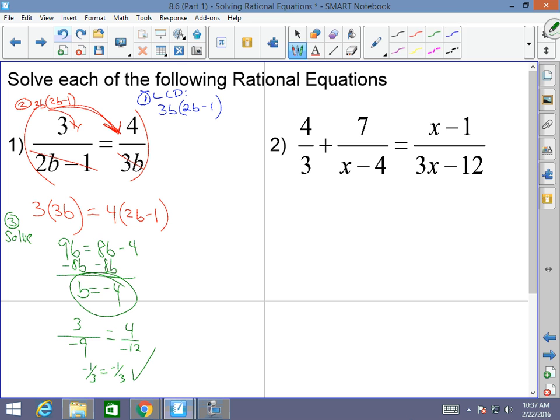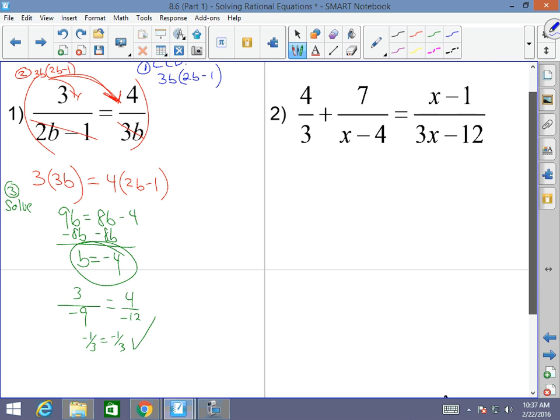Okay. Now, number 2. We've got a little bit more of a complicated one here. In the first example, we couldn't factor out any denominators, but in this one you can. So the first thing we got to do is rewrite this. This is 4/3 plus 7 over x minus 4 equals x minus 1 over 3 times x minus 4.